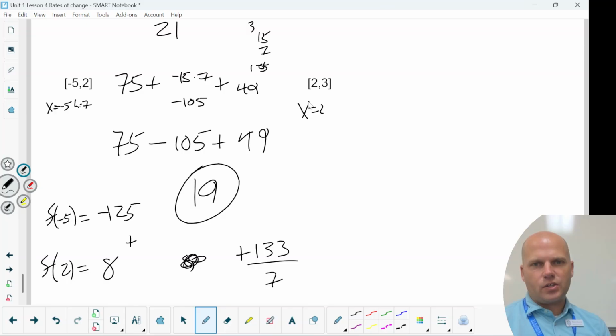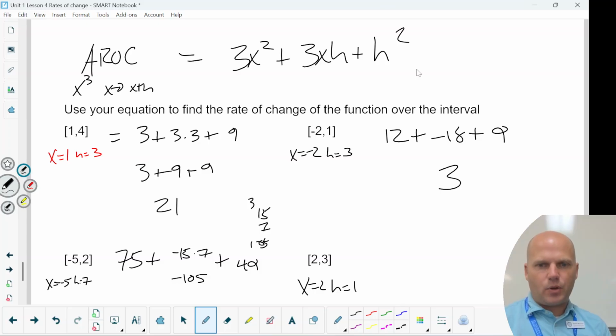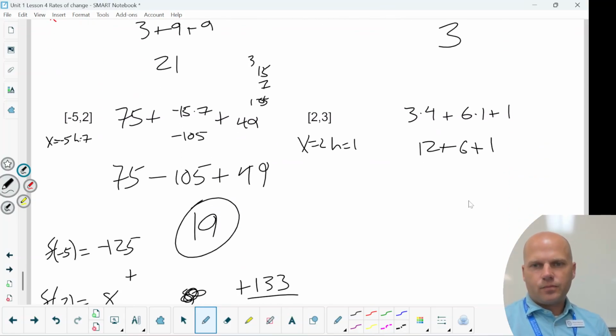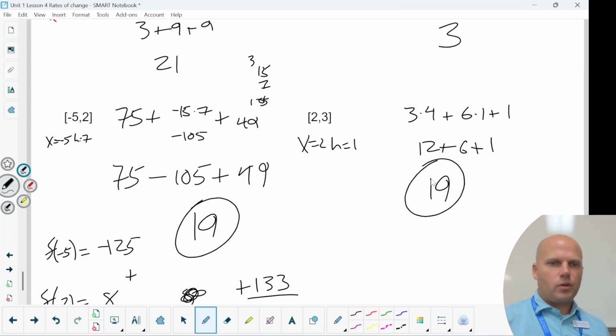So x is 2, h is 1, and I could use my formula that I came up with, which is 3 times 4, 2 squared, plus 6 times 1 plus 1. So 12 plus 6 plus 1, which is 19. As well, very cool.